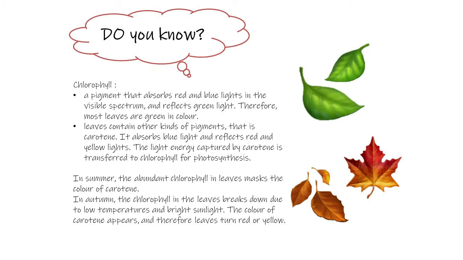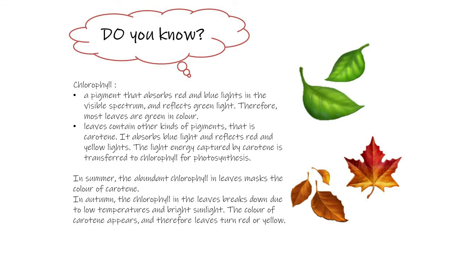On a side note, why do leaves turn red in autumn? Chlorophyll is a pigment that absorbs red and blue lights in the visible spectrum and reflects green light. Therefore, most leaves are green in color. In addition to chlorophyll, leaves contain other kinds of pigments. One of them is carotene. It absorbs blue light and reflects red and yellow lights.